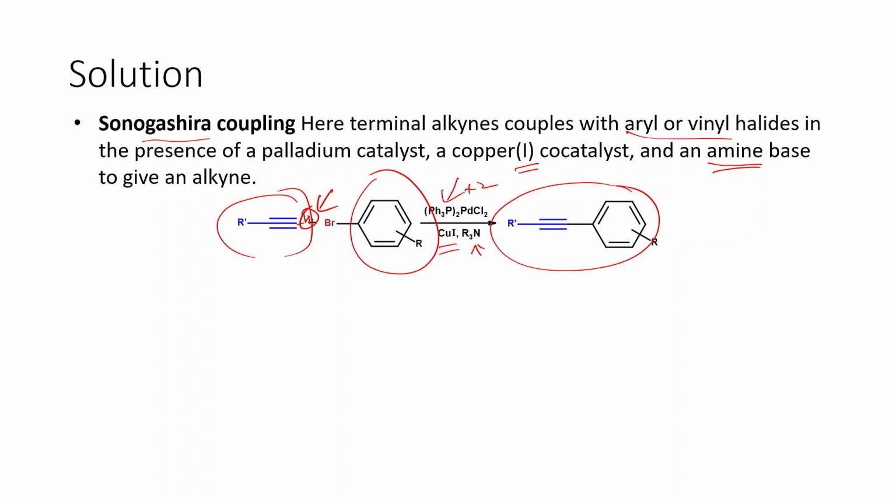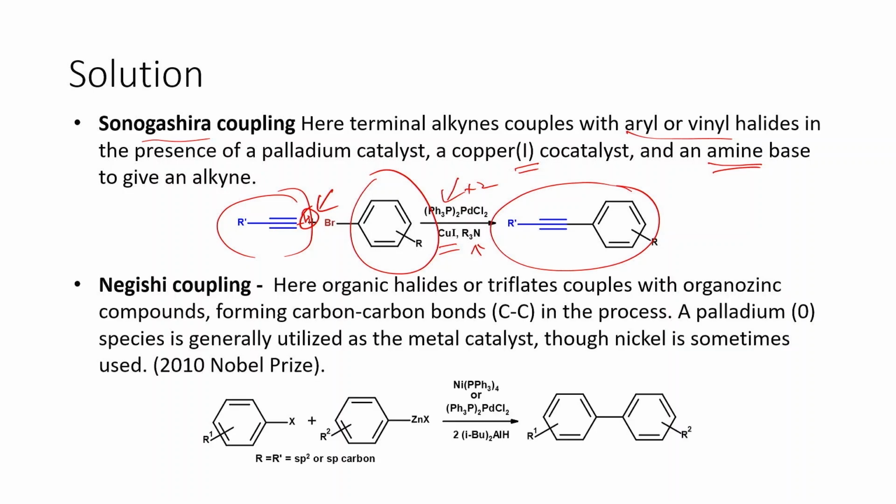So this is the Sonogashira coupling. And the last one is the Negishi coupling. In this Negishi coupling, we have organic halides or triflates. They undergo reaction with organozinc compounds, because they are involved in the carbon-carbon bond formation reaction. Here again we use the palladium 0 species, and sometimes nickel also can be used.